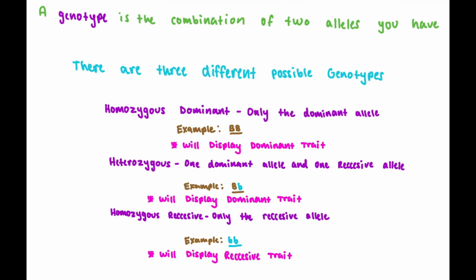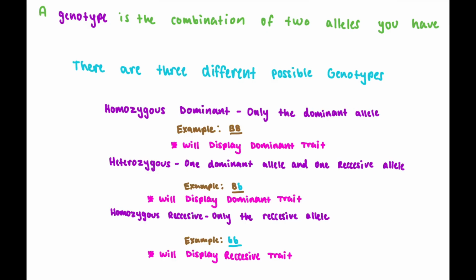The second term is a genotype. You've heard me say this word a lot in this video, but what does genotype actually mean? Genotype is a combination of the two alleles, the version of a gene you have. There are 3 different possible genotypes. There's a homozygous dominant genotype, a heterozygous genotype, and a homozygous recessive genotype.